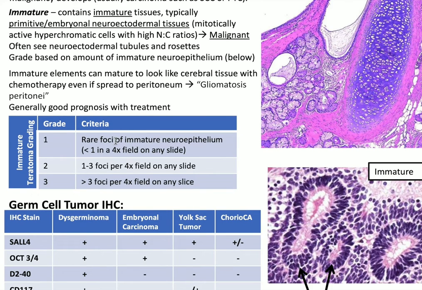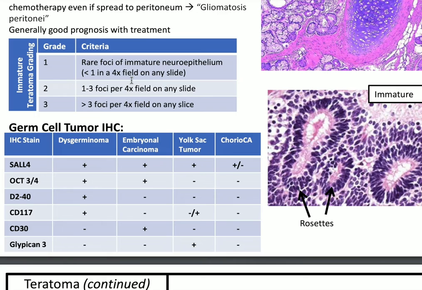And immature elements can mature to look like cerebral tissues with chemotherapy, even if spread to peritoneum, which is known as gliomatosis peritonei. Generally, good prognosis with treatment. And germ cell tumor IHC provides a great chart.